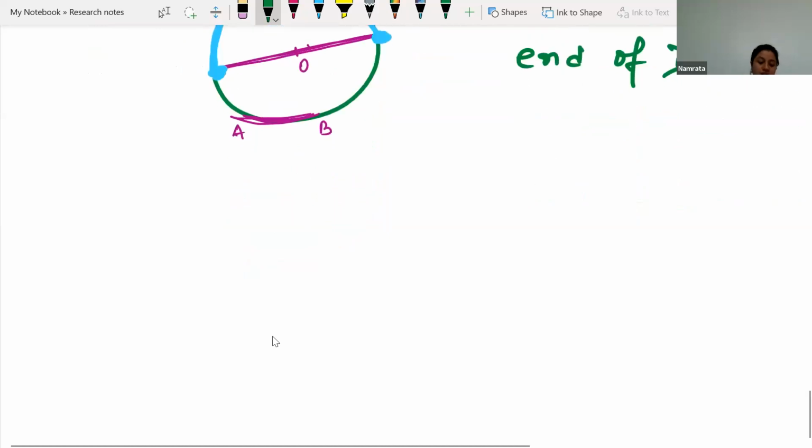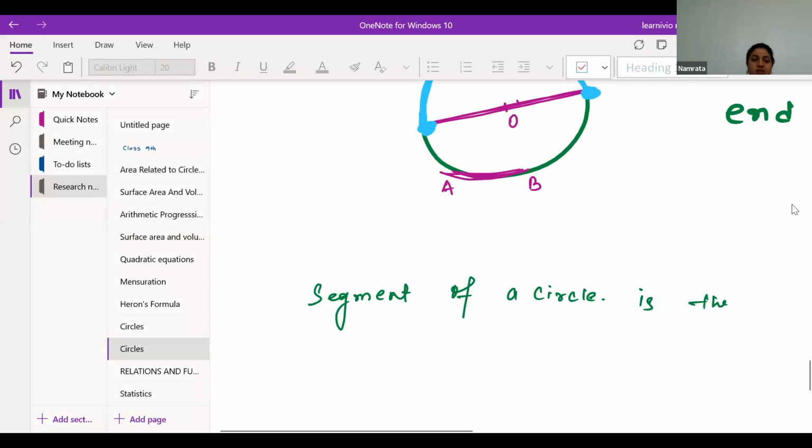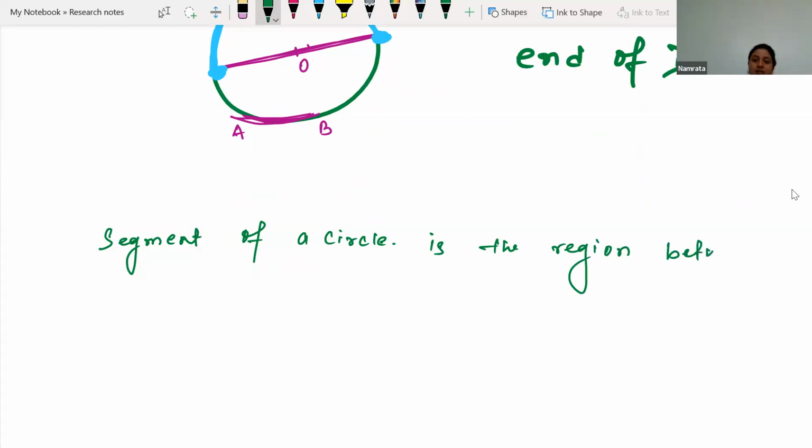Let's do the next fill in the blanks, which says: segment of a circle is the region between an arc and dash of the circle. I believe you all can see my screen.